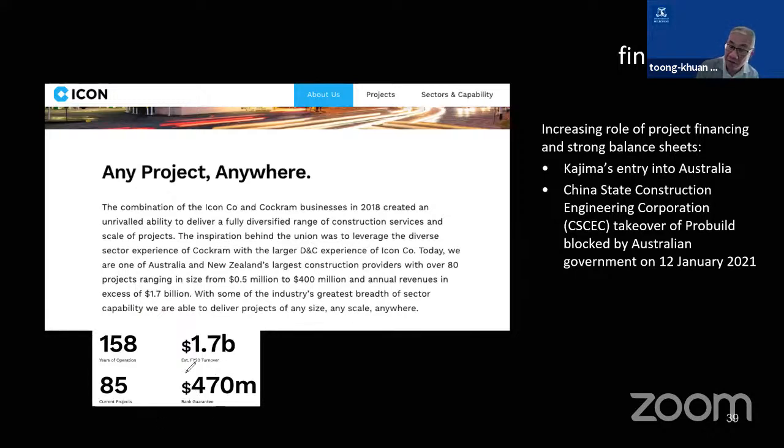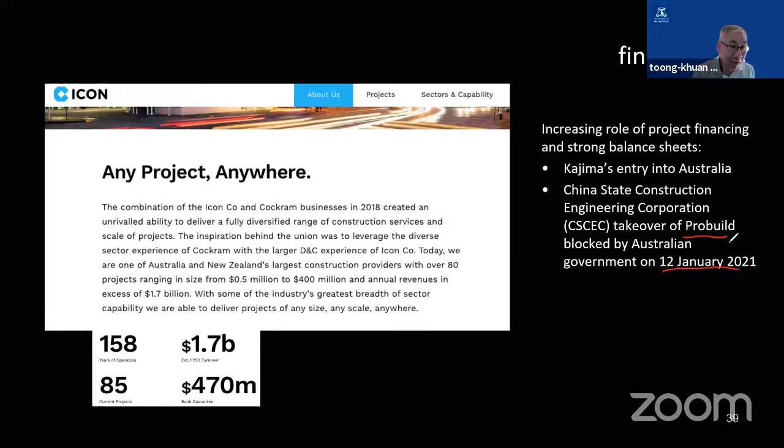So they estimated 2020 turnover for Icon is now $1.7 billion. So these companies are growing very fast and they really need additional cash to help them grow. The unfortunate thing was that on the 12th of January 2021, so this was just a month ago, ProBuild, which is one of the largest contractors over here, currently owned by a South African company, had a bid by a Chinese construction firm, China State Construction Engineering Corporation, CSCEC, that wanted to buy ProBuild, but that was blocked by the Australian government on the 12th of January this year.